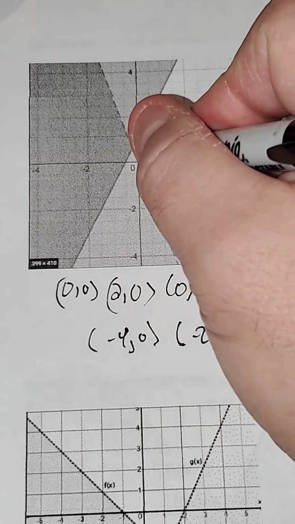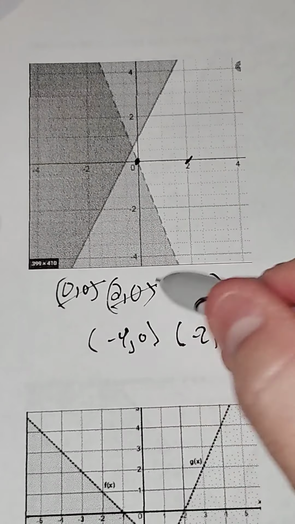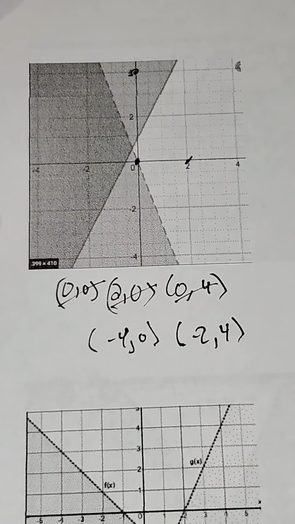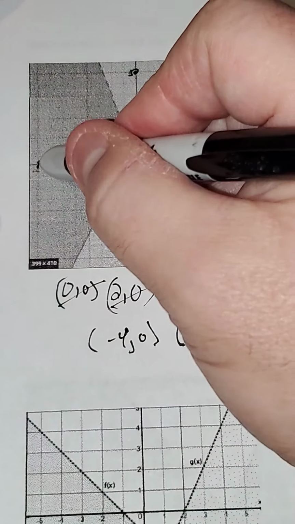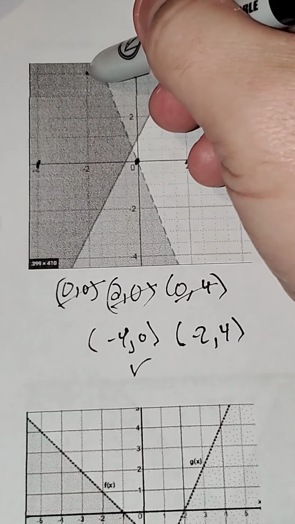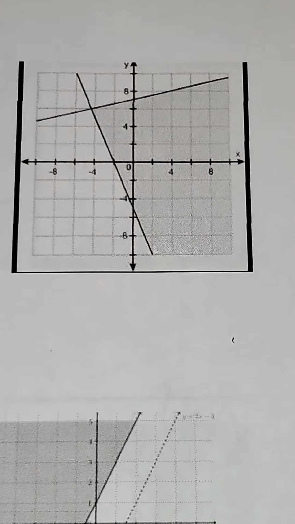Okay? (0, 0), not part of the solution. (2, 0), not part of the solution. (0, 4), not part of the solution. (-4, 0), absolutely. (-2, 4), absolutely. Those are your answers there. Okay, let's move on to another one.